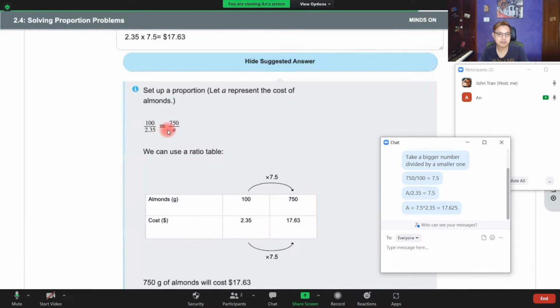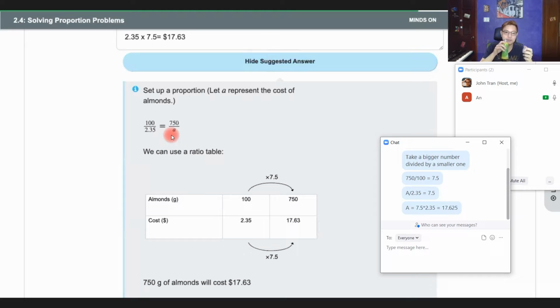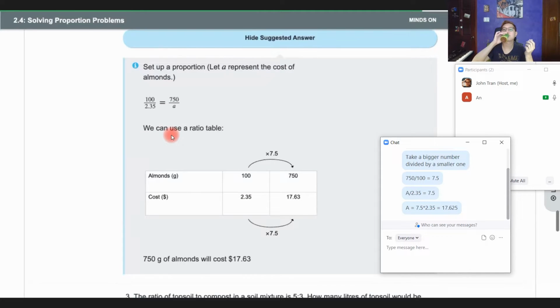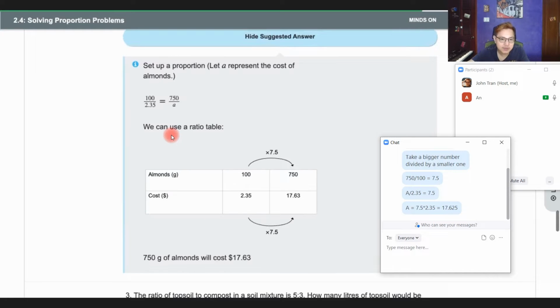Okay, there you go. Set up proportion. You can do it this way, or you can do it my way. Okay. Now let's do number 3 now.